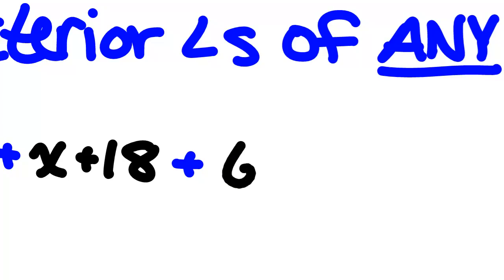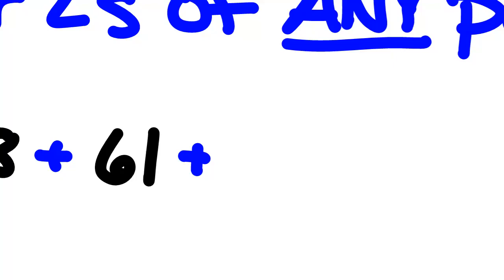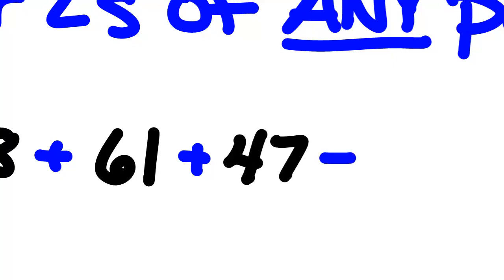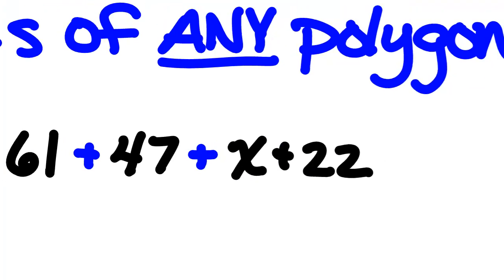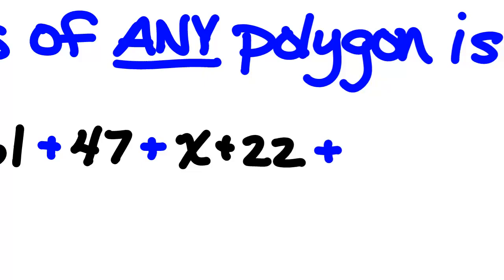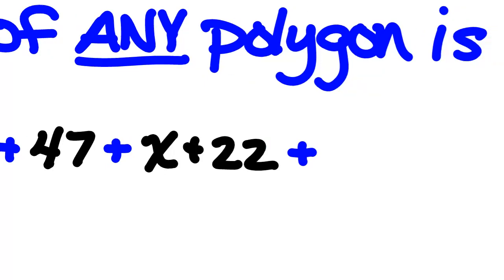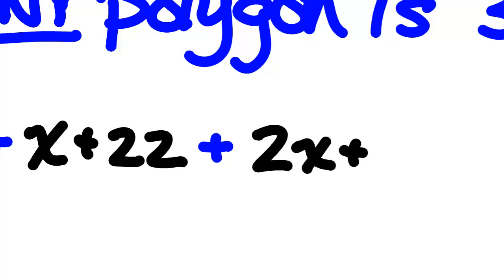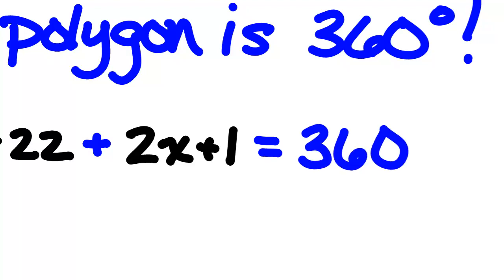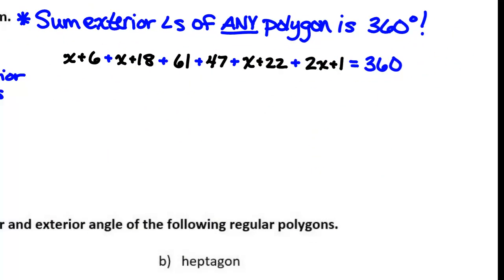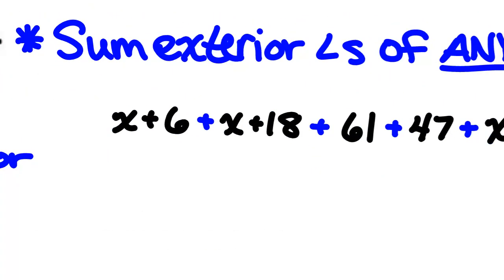Plus 61 degrees. There's a third angle. Plus 47 degrees. There's a fourth angle. Plus x plus 22. There's a fifth angle. And then the sixth angle here would be 2x plus 1. No matter how many angles that polygon has, if we want the sum of the exterior angles, it will always add up to 360.